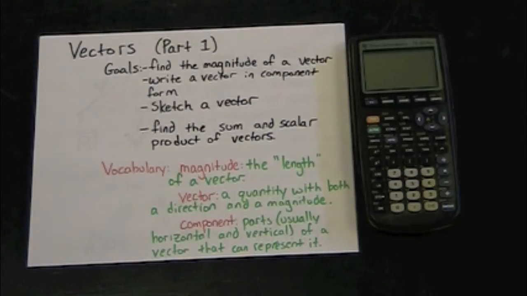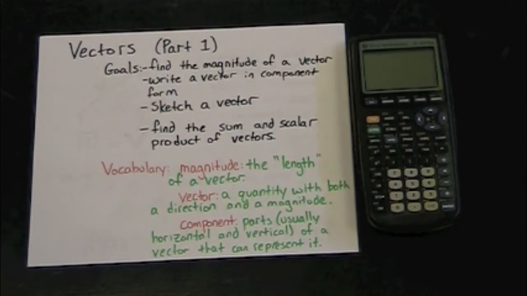Today we're going to be talking about another side of applied trigonometry that we use a great deal, especially in physics. This is going to be all about vectors. Our goals today are to find the magnitude of a vector, the number that you can assign to a vector, to write a vector in component form, broken up into its x and y in two dimensions or x, y, and z direction components, to continue to sketch a vector, and to find the sum and scalar product of vectors.